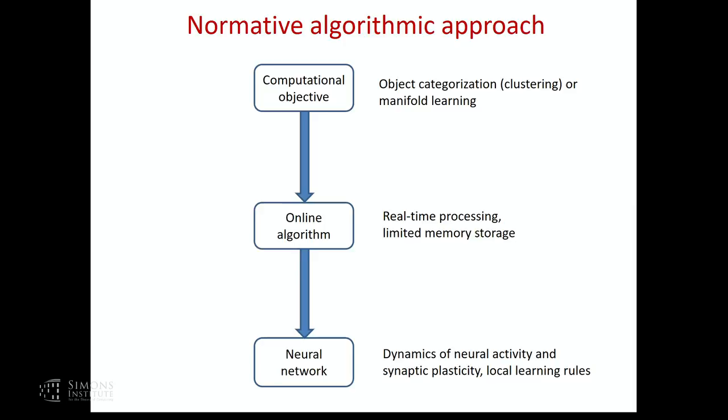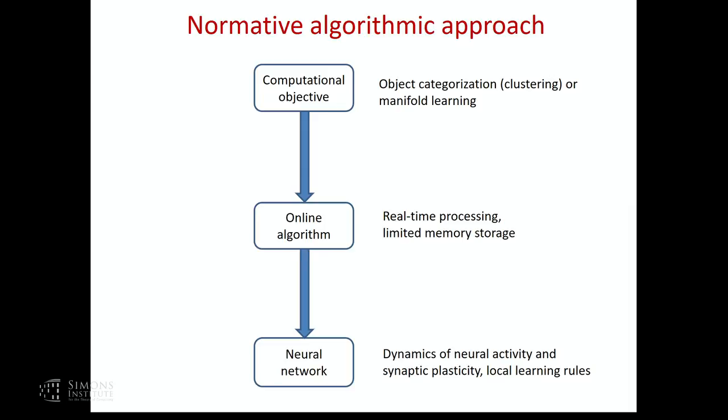Even in the 90s, people have used this kind of approach. One famous example is, of course, Olshausen's sparse dictionary learning, where starting with the objective of minimizing L1 regularized reconstruction error, they derived an online algorithm which actually does map onto a neural network, which in some architectures gives local learning rules.